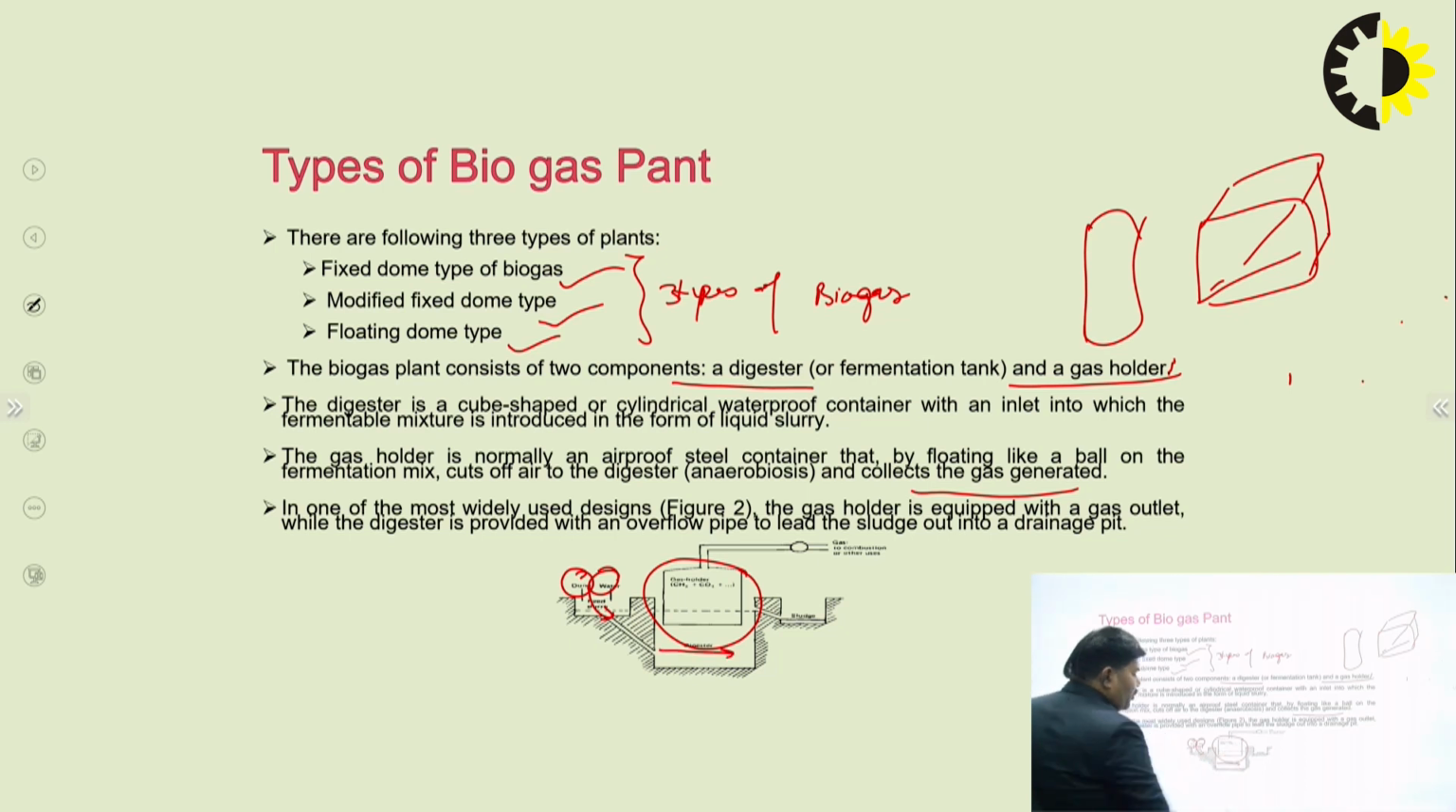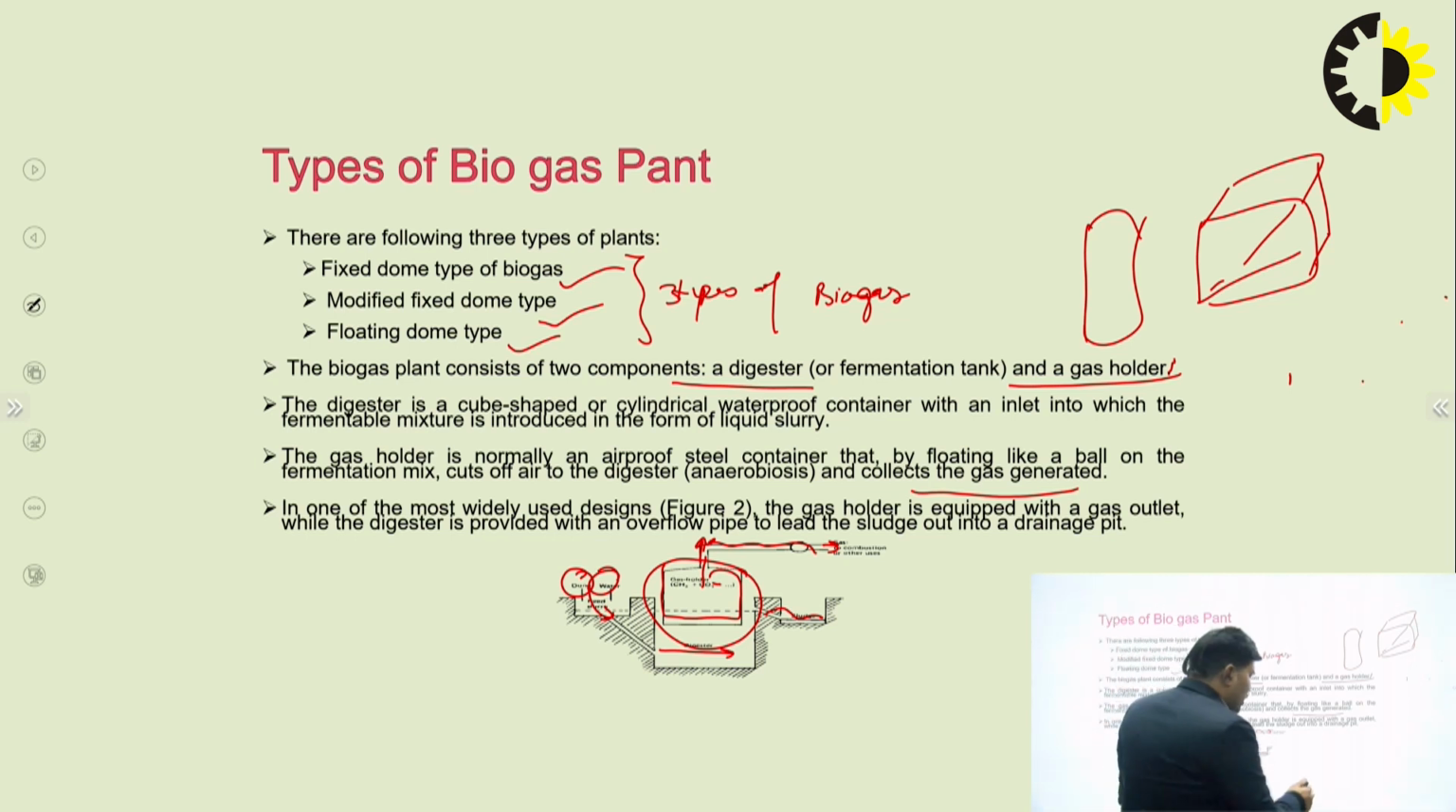So these are the digesters, and after that the gas holder point is here. This point is the gas holder, and these are the sludges. After that there is one tap to take the gas for combustion or other use. So we can see that this is the gobar gas plant, the gobar gas power plant, which is a type of biogas plant.